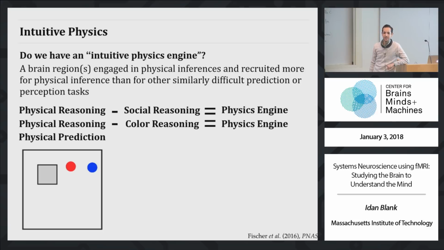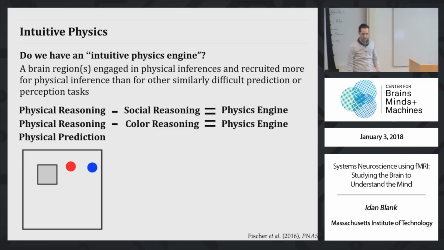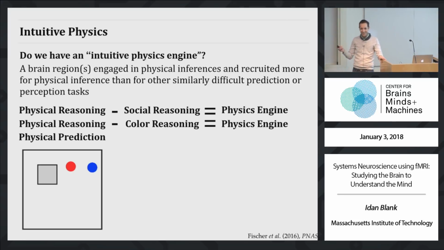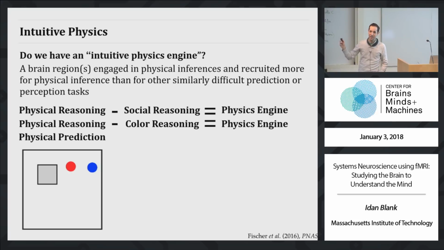Does that make sense? No, right? We expected the red to go down. All right, that's physics reasoning. Now, how do we do exactly the same task with a different stimuli? We make these shapes behave like humans. And it looks like this.